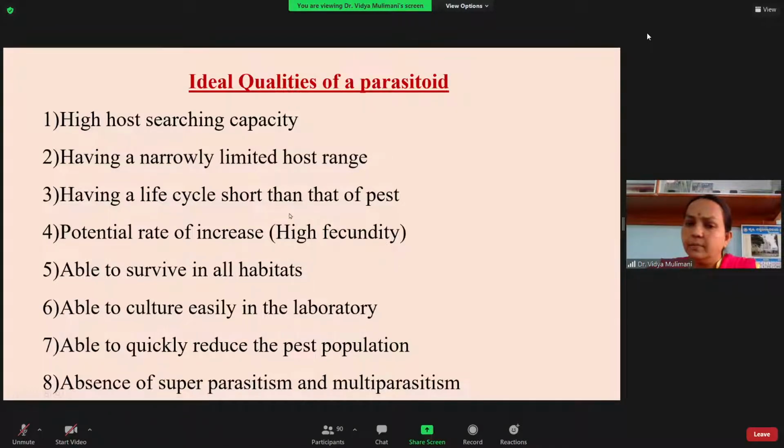And then you have fecundity. The number of eggs laid by the female is called fecundity. So whichever parasitoid you are going to release should have high fecundity. The number of eggs should be more than 100 or 200, depending on the species. So the egg laying capacity of the female is the fourth factor, and the fifth is the ability to survive in all the habitats.